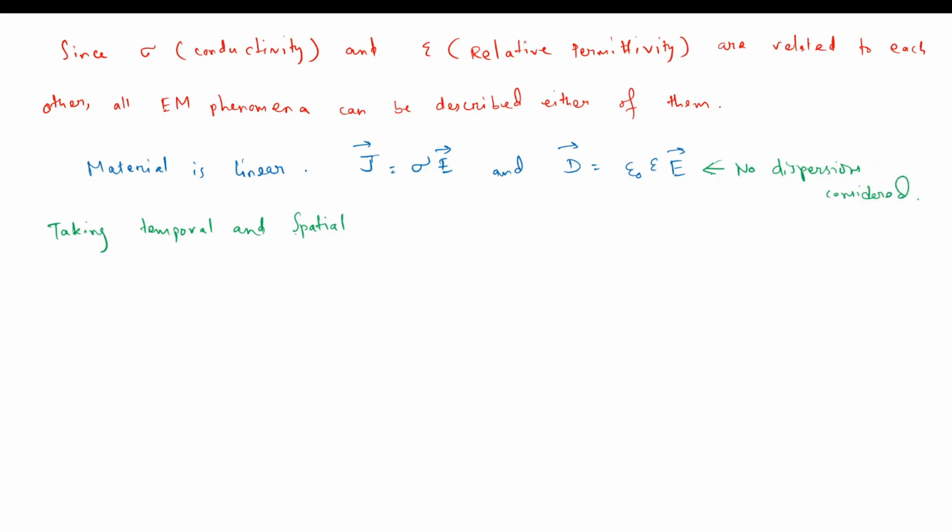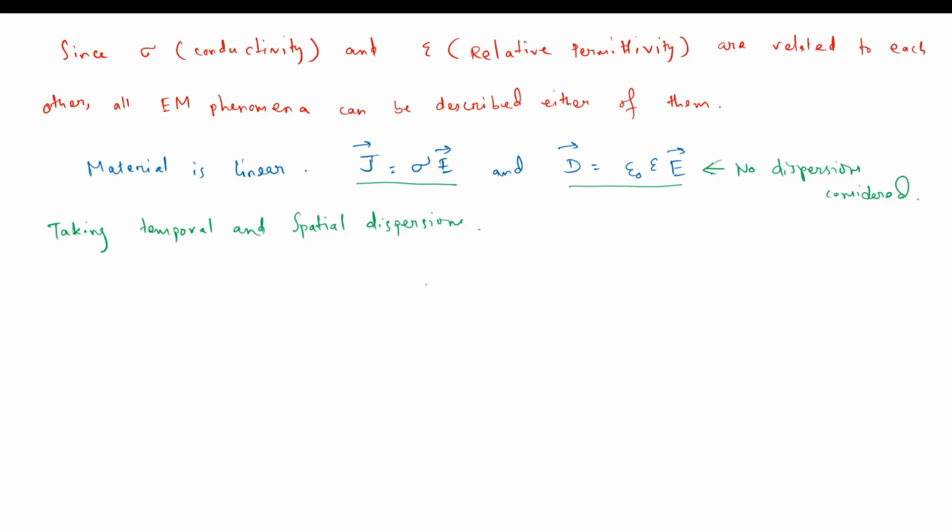Now we'll take into account the temporal and spatial dispersions. What it means is that this current density and displacement current are the response of the material. From these two equations, what we are saying is that the electric field at a particular space point and time affects instantaneously the current density and the displacement field.